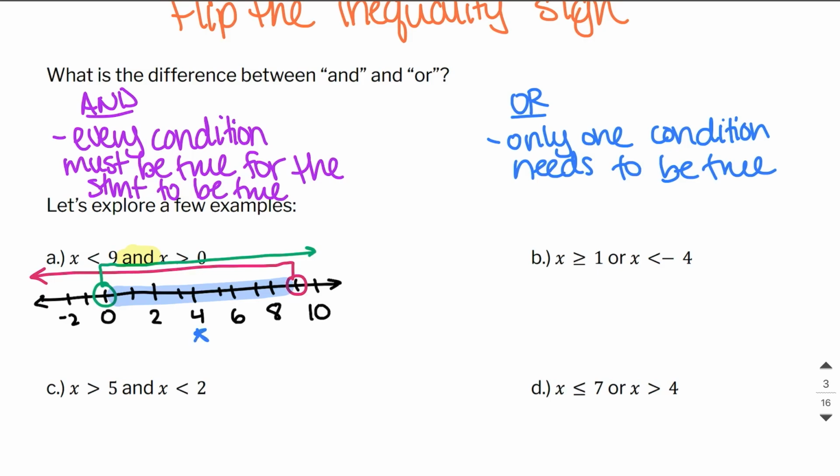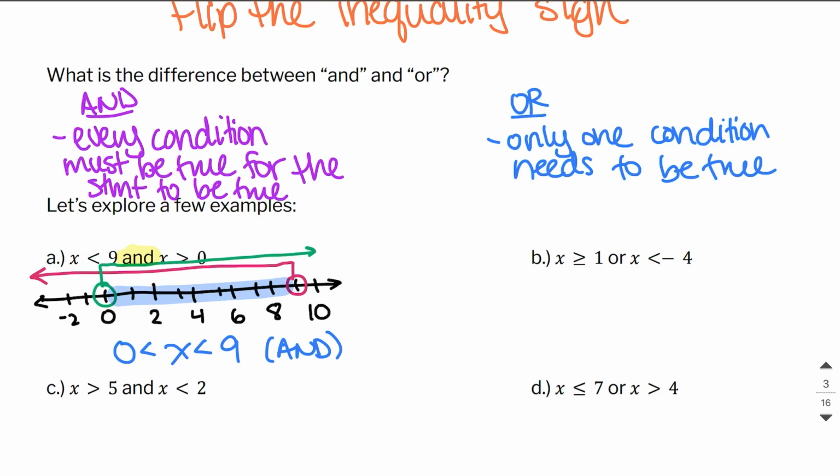For example, the number 4: the number 4 is less than 9 and it's also greater than 0, so it works. But for example, the number -2, even though -2 is less than 9, it's true, -2 is not greater than 0. And in order for an and statement to work, both inequalities have to be true. Because it has to satisfy both, we can actually write this as 0 is less than x is less than 9. We can only put these together if we have an and statement, okay?